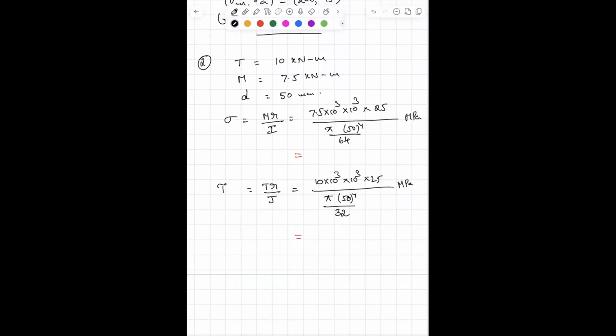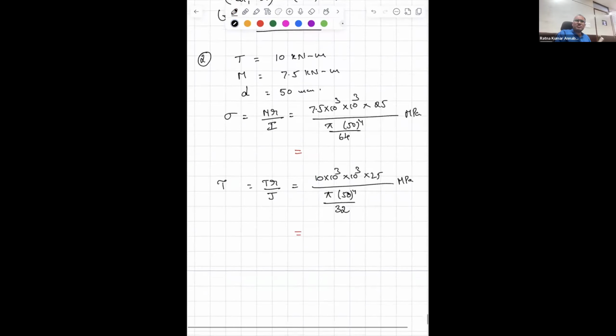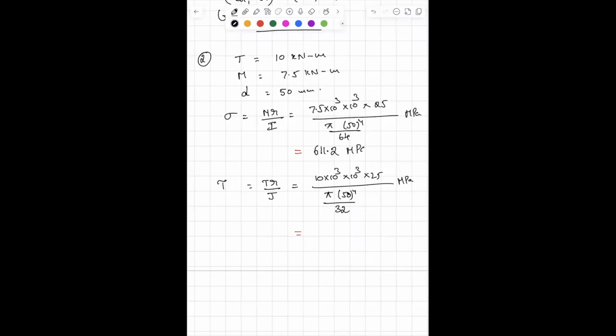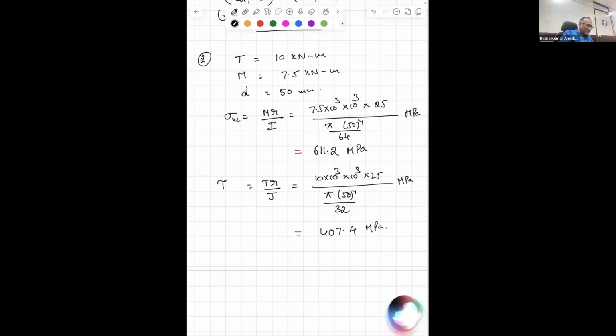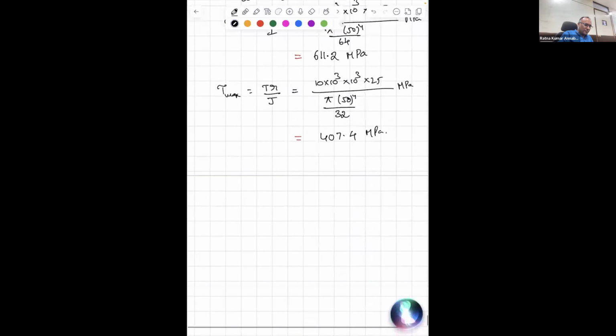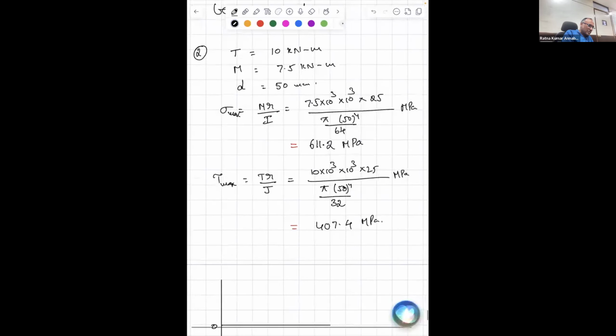Bending stress, I am getting around 611.2 MPa, sir. And tau is 407.4 MPa. This is sigma max and tau max, isn't it? Because this is cycling between 0 and maximum. This is T max and this is M max.